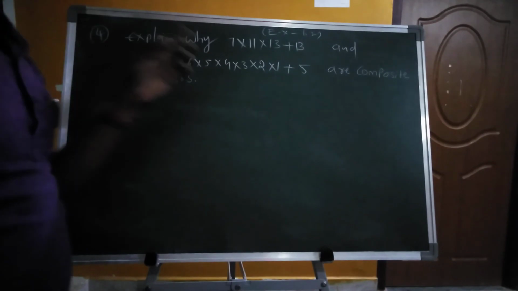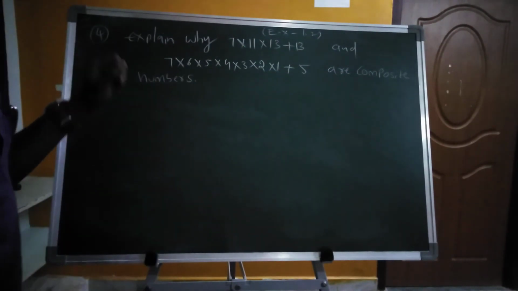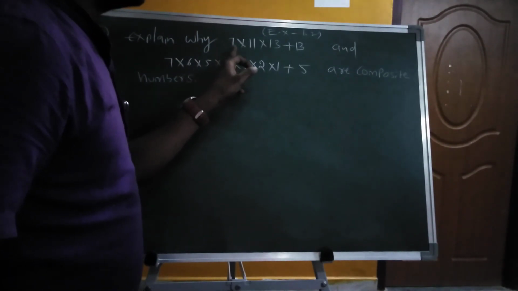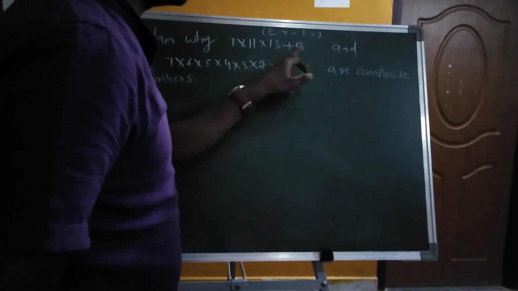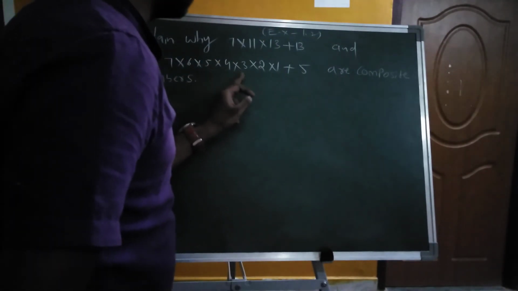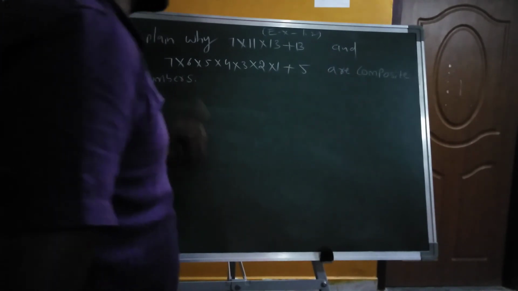Now I am going to explain exercise 1.2, fourth problem. Explain why 7 into 11 into 13 plus 13, and 7 into 6 into 5 into 4 into 3 into 2 into 1 plus 5 are composite numbers.